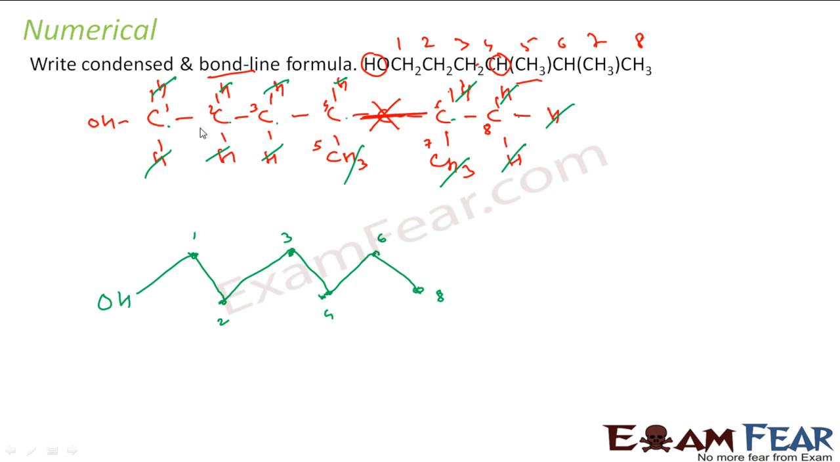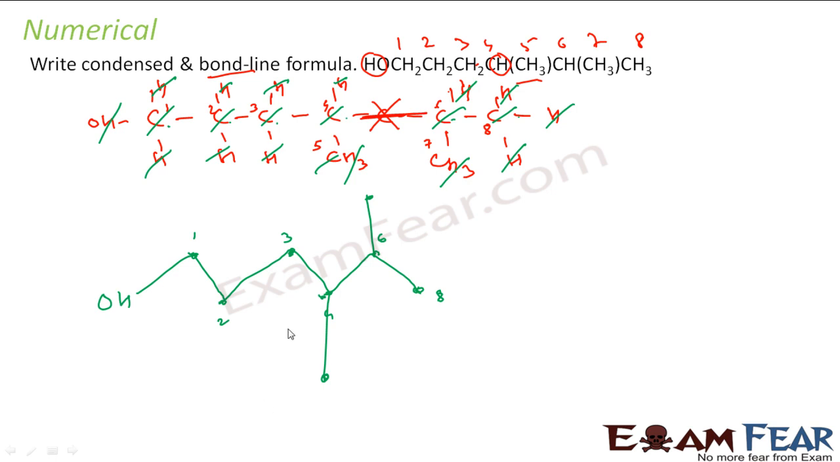Done. Now this is done, this is done, this is done. So I am remaining with this one. Fourth carbon has CH3 attached. Done. And now sixth carbon has 1 CH3 attached, attached like this. Done. So this is my structure. This is my bond line formula.